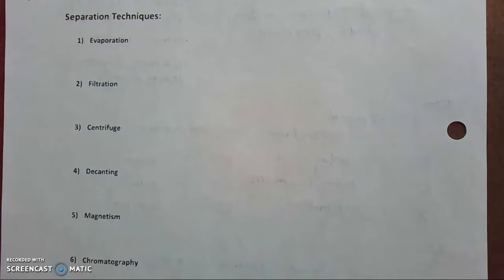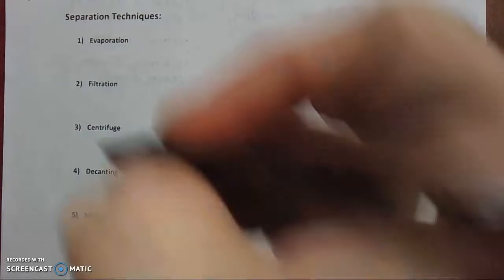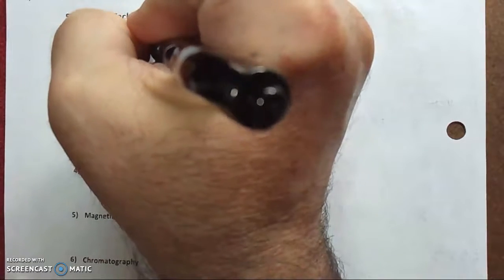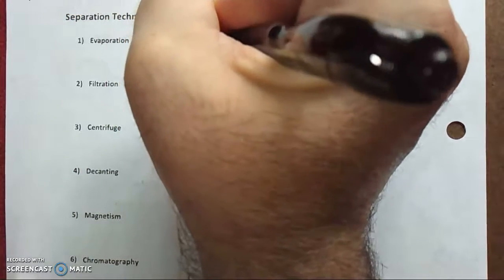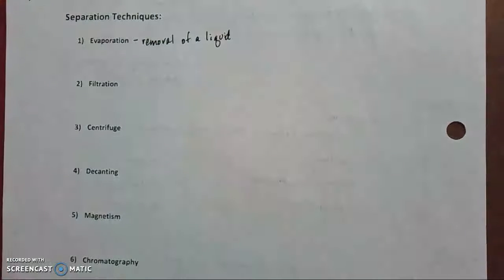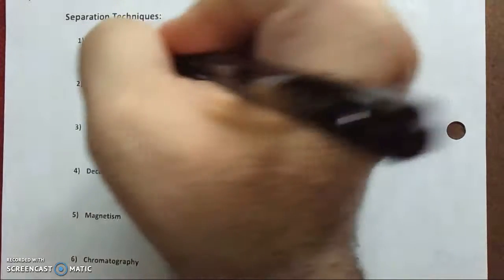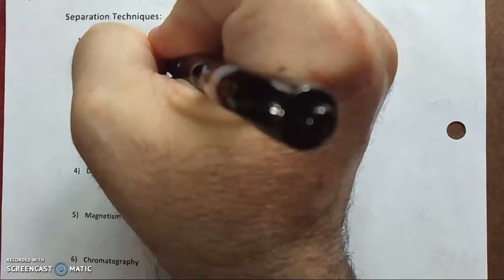So our first one is evaporation. Evaporation is just the removal of a liquid from a mixture. More than likely, it could be water. So if you let salt water sit out over time, the water can evaporate and we're left with salt. That's how we get sea salt to use for cooking. If we want to speed up the process, we can add heat.